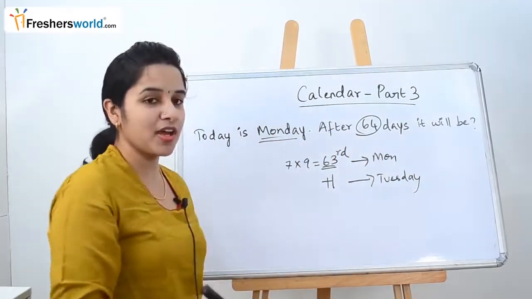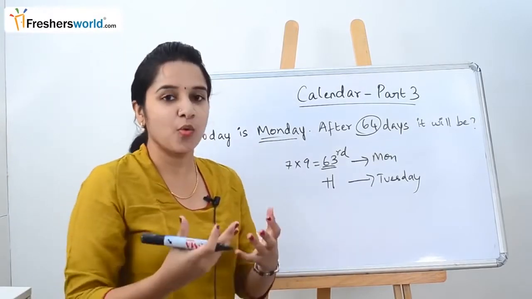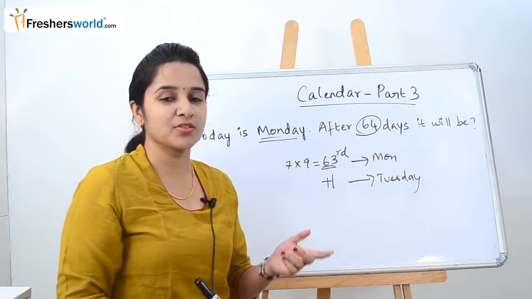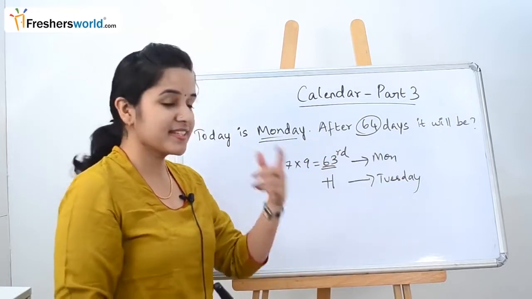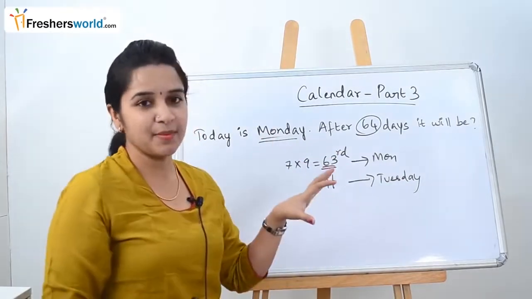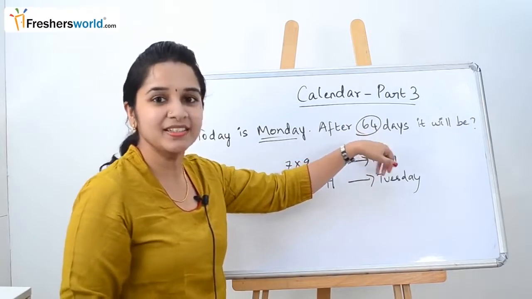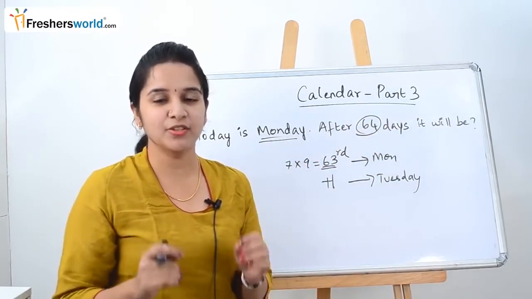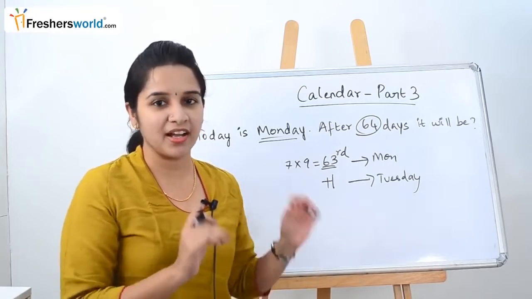Similarly, if they ask you what the 62nd day is, what do you do? You know the 63rd day is Monday, so you subtract 1. So the 62nd day becomes Sunday. They will ask you the same question by manipulating the number of days. What do you do? You go to the closest multiple of 7 to find the correct day that they've asked for.